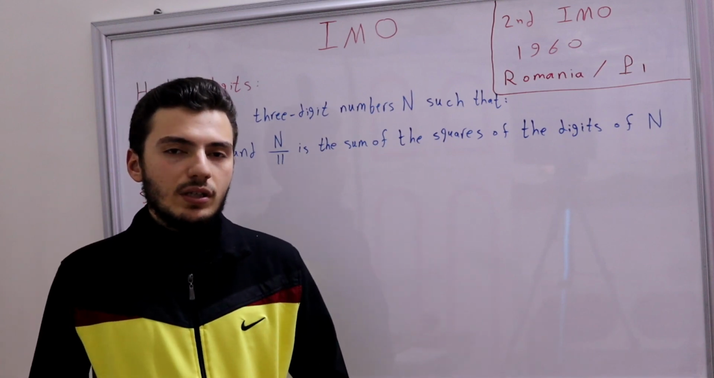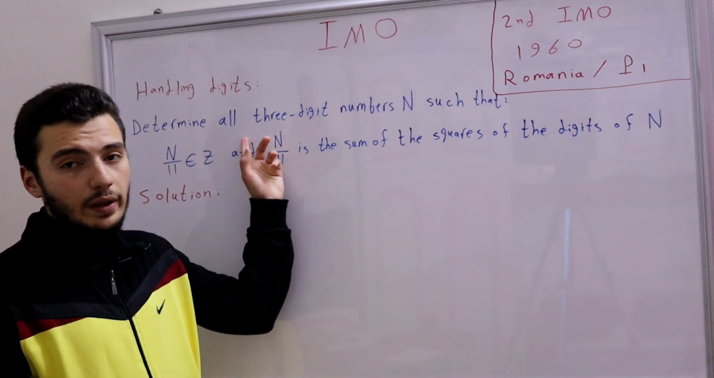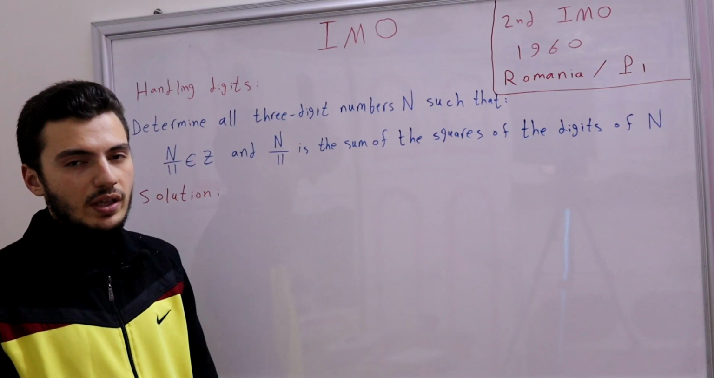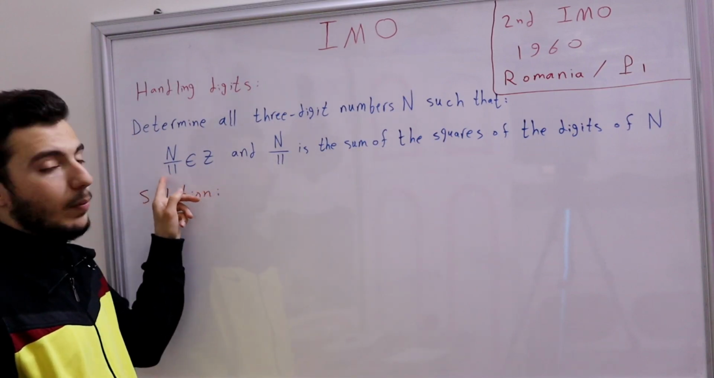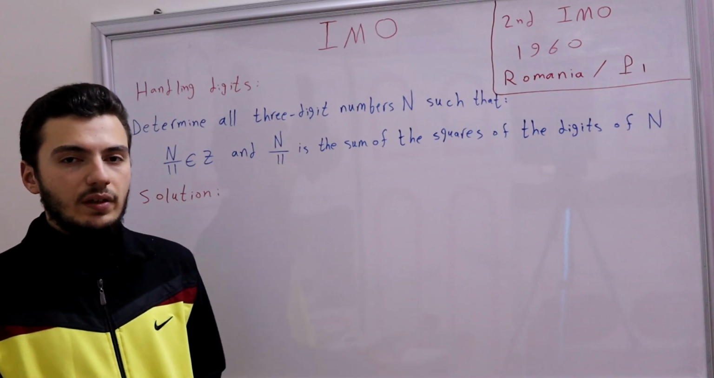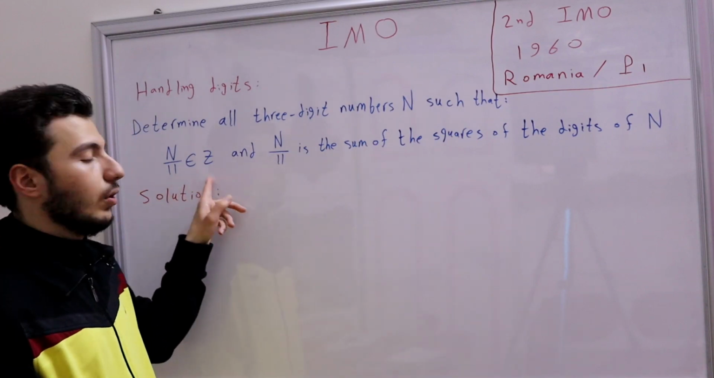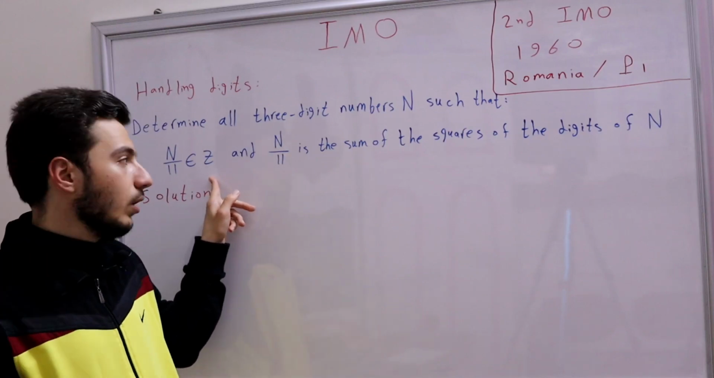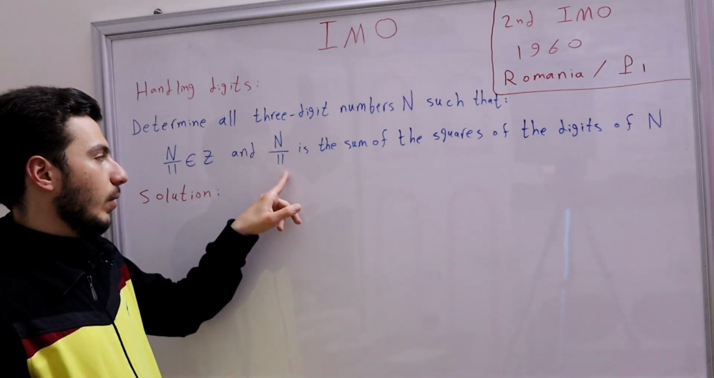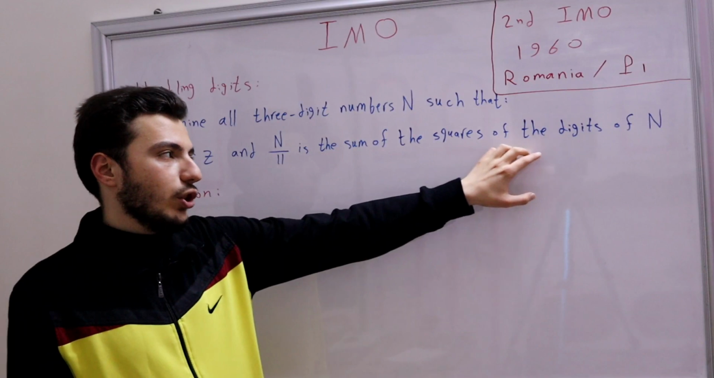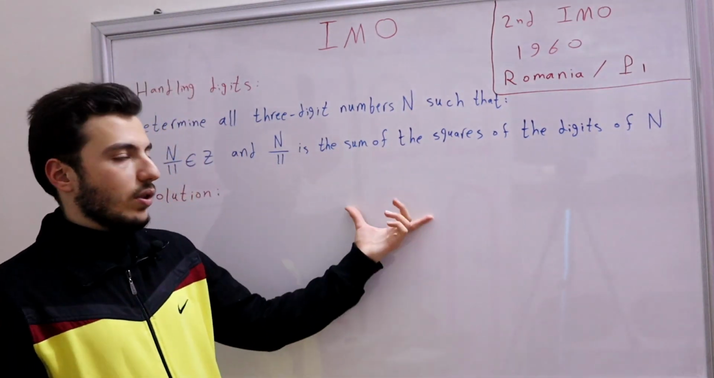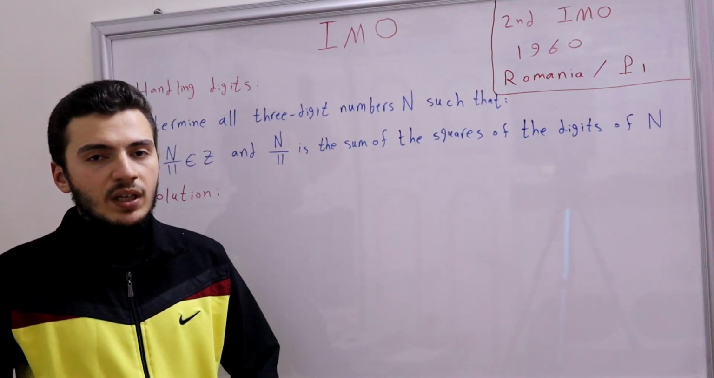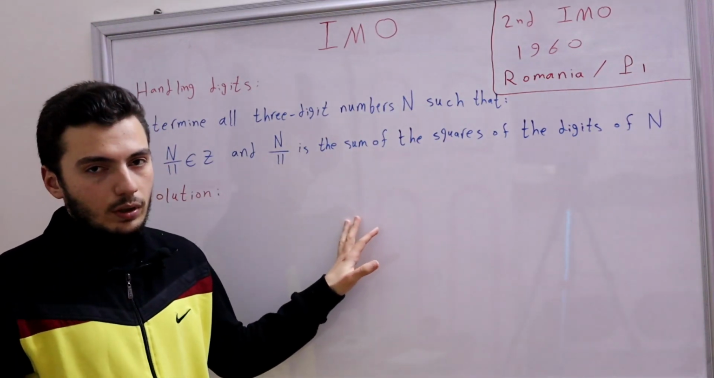Okay, so the problem statement is the following. We're asked to determine all 3-digit numbers n such that we have the following two conditions. The first one is that n divided by 11 is an integer, meaning that 11 divides n, or n is divisible by 11, or it is a multiple of 11. All of these expressions are equivalent. And n divided by 11 is the sum of the squares of the digits of n. As you can see, this problem is all about digits of numbers, so we're going to learn how to handle digits. Okay, let's get started with the solution.